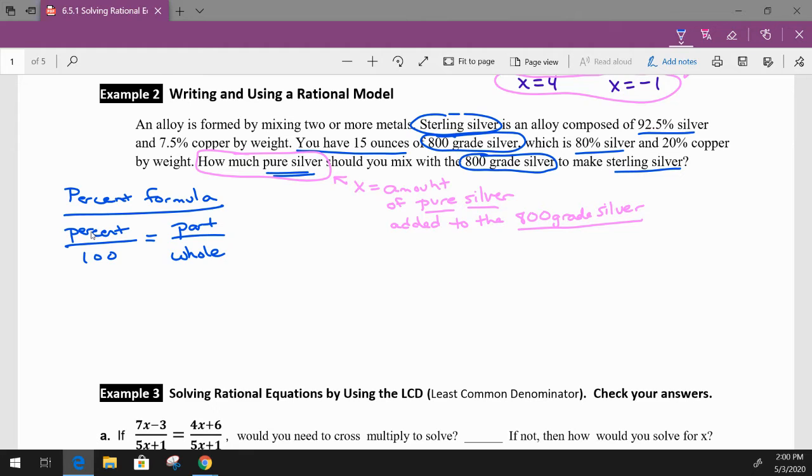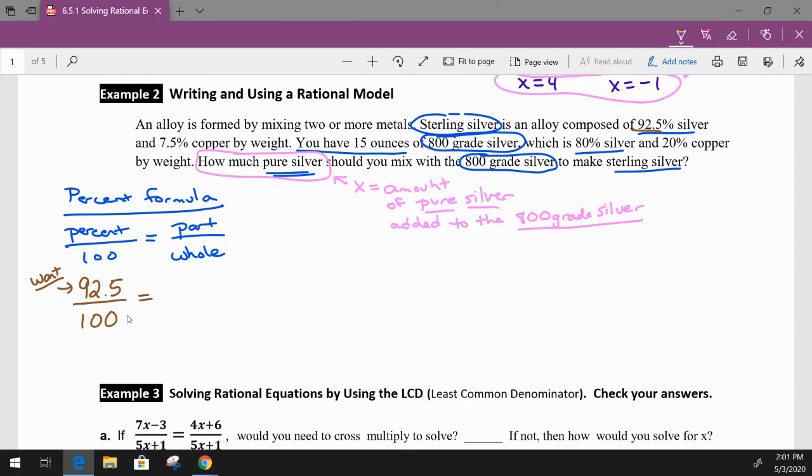We want 92.5% silver. So we want 92.5 out of 100. That's what we want, because we want it to be sterling silver. We want that 92.5% out of 100, or 92.5% silver out of 100.